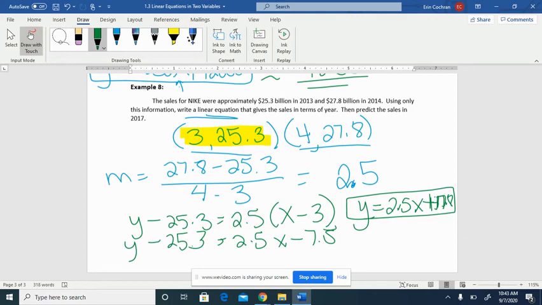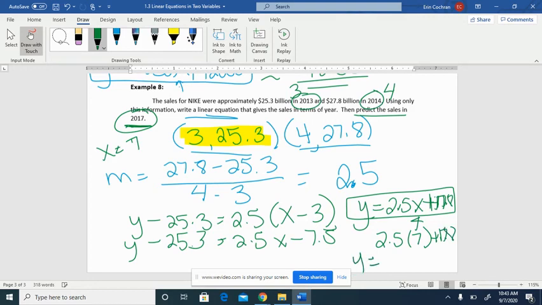Now, to predict the sales in 2017, if 2013 we used as 3 and 2014 we used as 4, 2017 we would use 7 for x. So to predict, I'm just going to plug in 7 for x and solve from there. So 2.5 times 7 plus 17.8 would give us the total in billions of how much they earned. If you have any questions, please let me know.